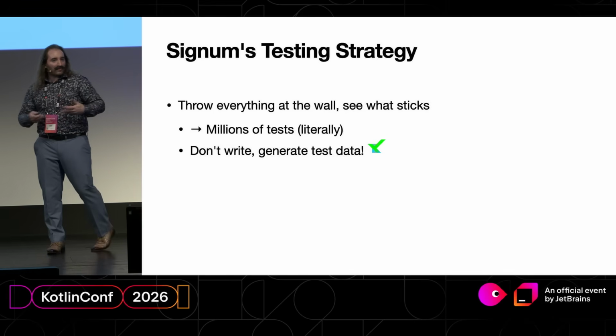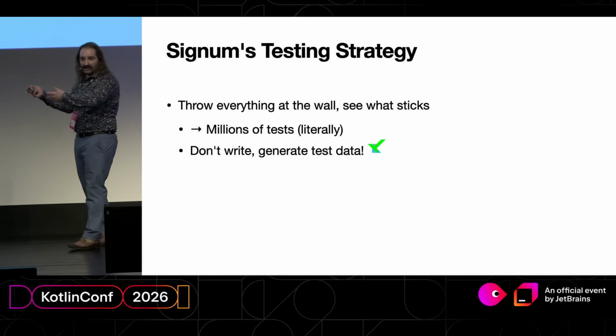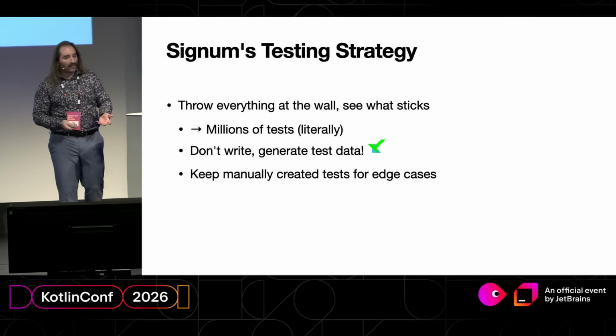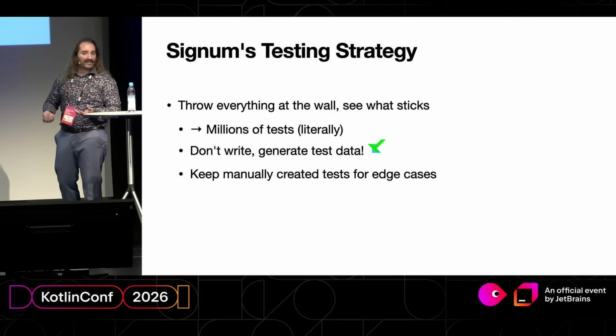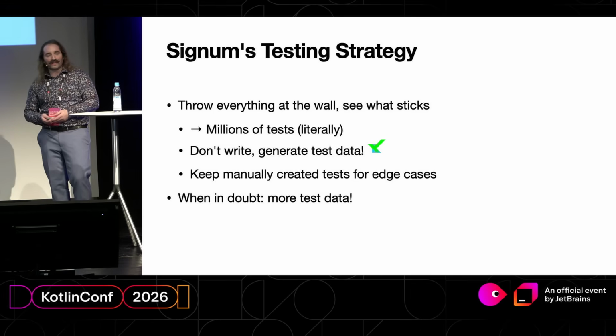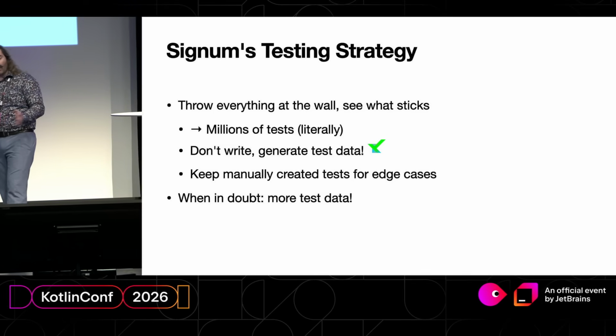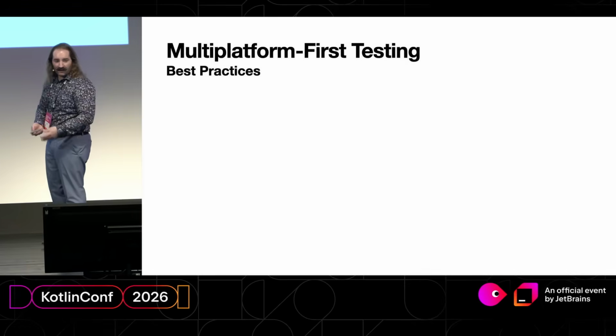So, of course, you don't write those tests by hand, but you use the nice generators that Kotest gives you to do that. But we still keep those manually written ones for the happy path and for some edge cases and so forth. And when in doubt, we just throw more test data at it. Always a good idea, if you ask me.